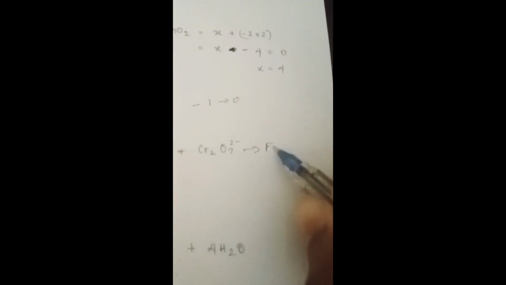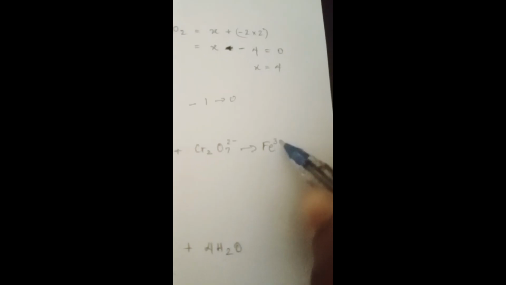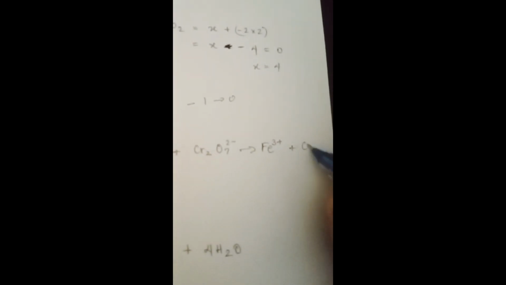The question for the half reaction method is Fe2 plus plus Cr2O7 2 minus gives us Fe3 plus plus Cr3 plus, again in acidic medium. This is really easy. Don't get afraid by these big compound names and all. Just follow the method that I used here.